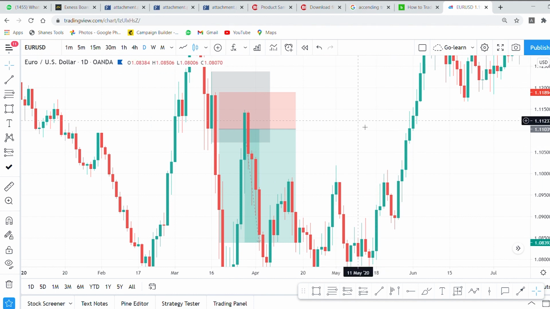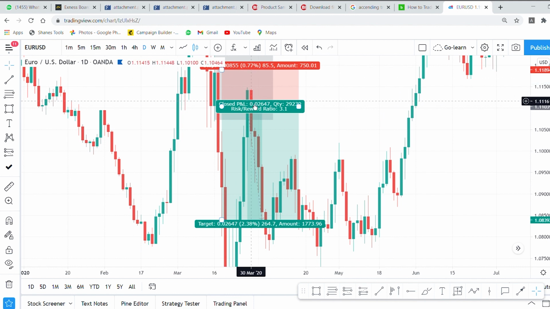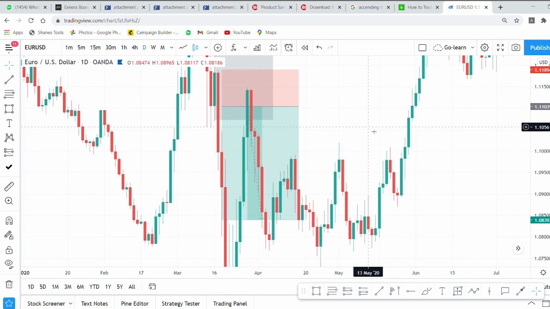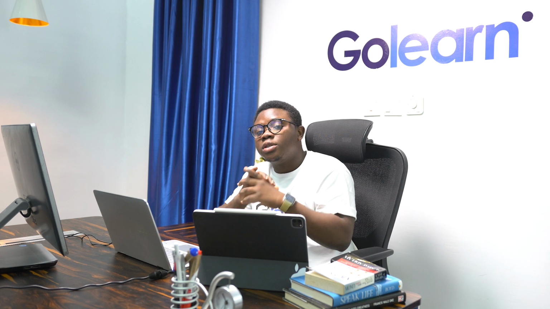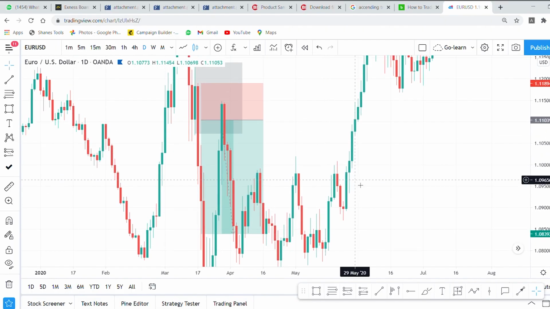Okay, you see how it picks your entry, and then boom, straight into profit as usual. Okay, not really as usual though. There are losses in the market, but as long as you have a disciplined risk management strategy, you're good. And now that is just how the principle of an order block works.